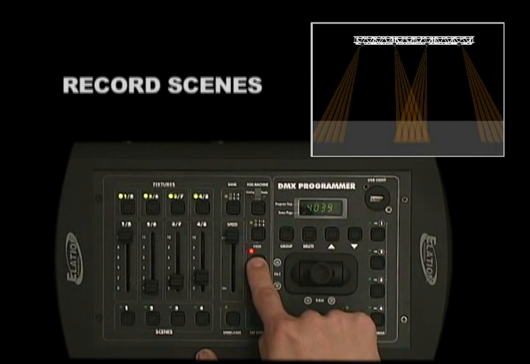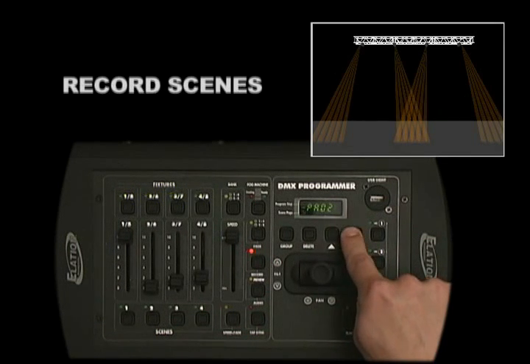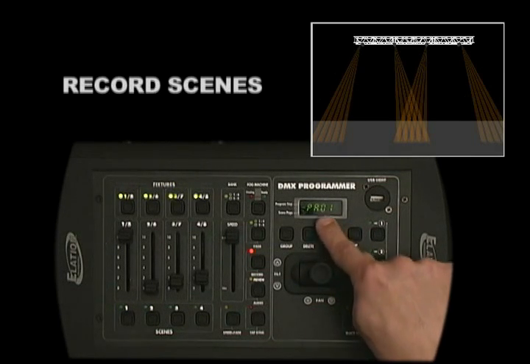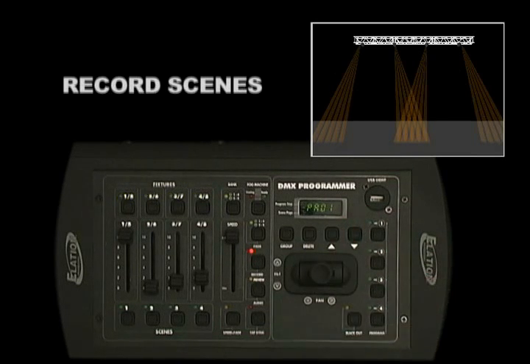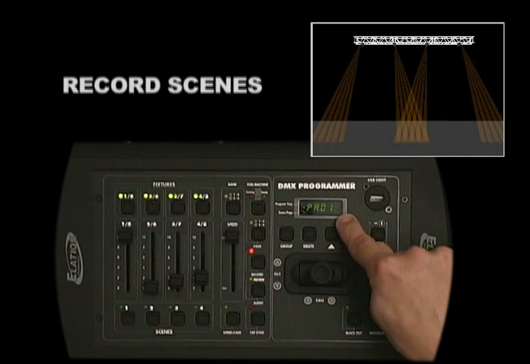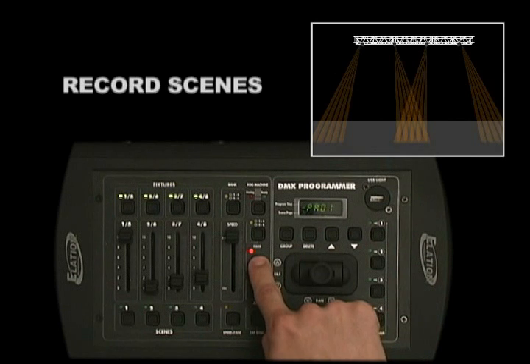First, you want to make sure that you're on the page that you want to store your scene to. There's 24 pages indicated by PA. The 2 numbers that follow are the page number. So we are here on page 1. PA01 indicates page 1. So then we'll hold the record button and select button number 1.